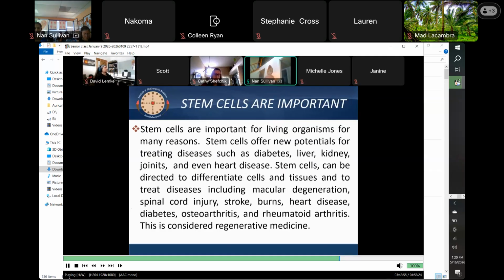Stem cells are important for living organisms for many reasons. Stem cells offer new potentials for treating diseases such as diabetes, liver, kidney, joints, and even heart disease. Stem cells can be directed to differentiate cells and tissues and to treat diseases, including macular degeneration, spinal cord injury, stroke, burns, heart disease, diabetes, osteoarthritis, and rheumatoid arthritis. This is considered regenerative medicine.